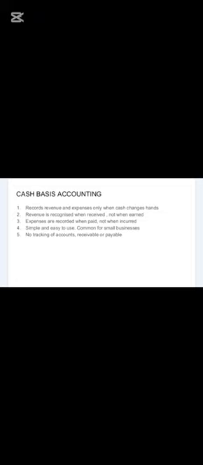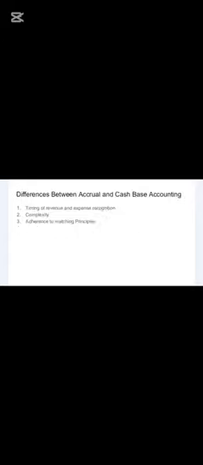So, having had an understanding of the cash basis and accrual basis accounting, let us go deeper and know their key differences to further help our understanding. So the first aspect you want to look at in the differences between accrual and cash basis accounting is the timing of the revenue or expense recognition. In cash basis accounting, revenue is recognized only when cash is physically received.